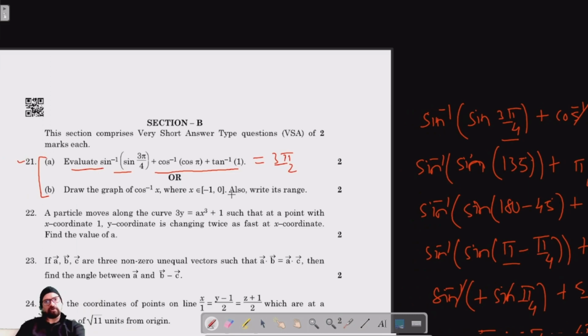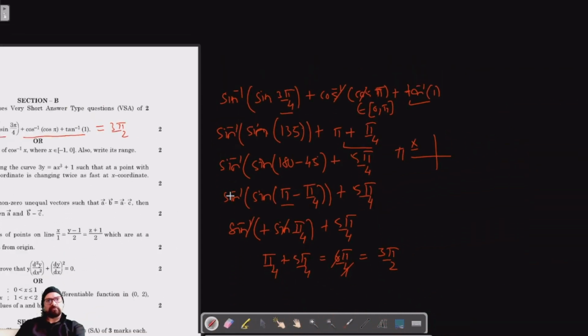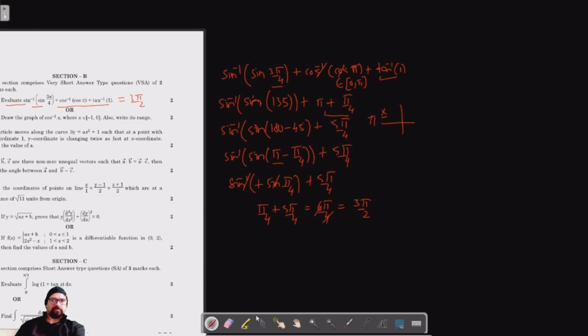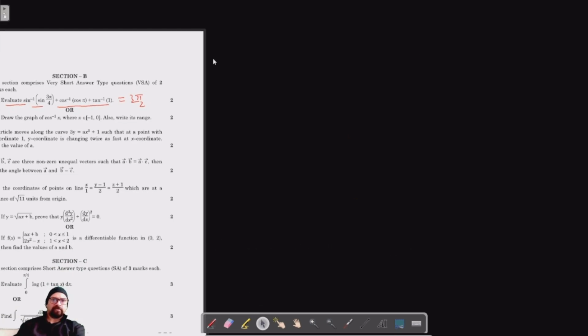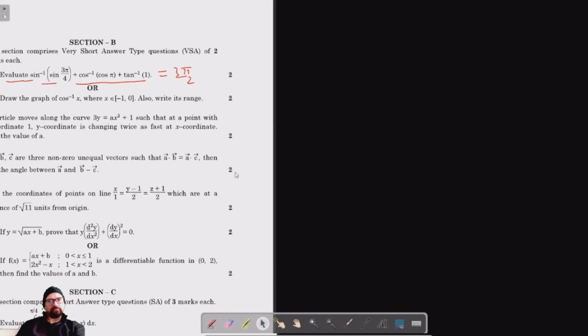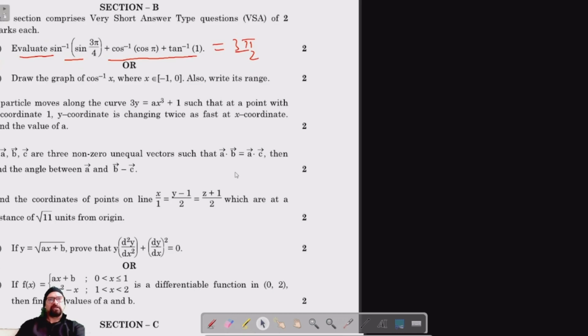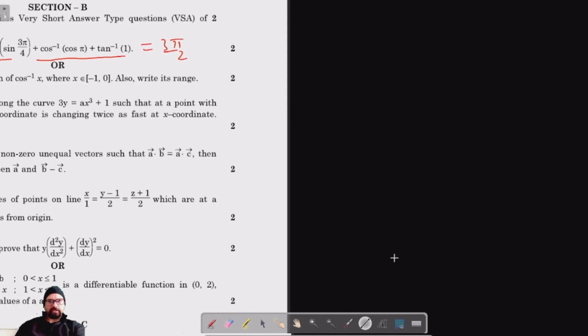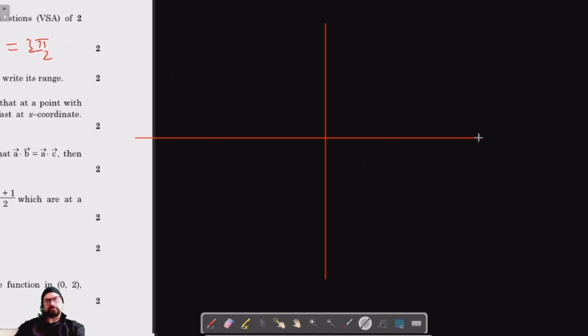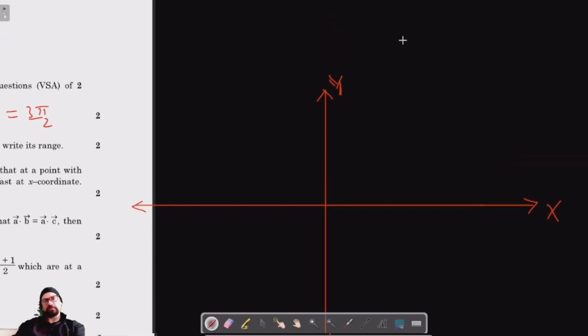Let's move on to the OR part, that is part B, where we have to draw the graph of cos inverse x, where x lies between -1 to 0, closed interval. To draw the graph of cos inverse x, let's get our x and y axes, and it's very important to know what should be on the x-axis. The x-axis should depict what value, and the y-axis is going to depict what value of cos inverse x. So x and y. If I write down this function, cos inverse x is equal to y.